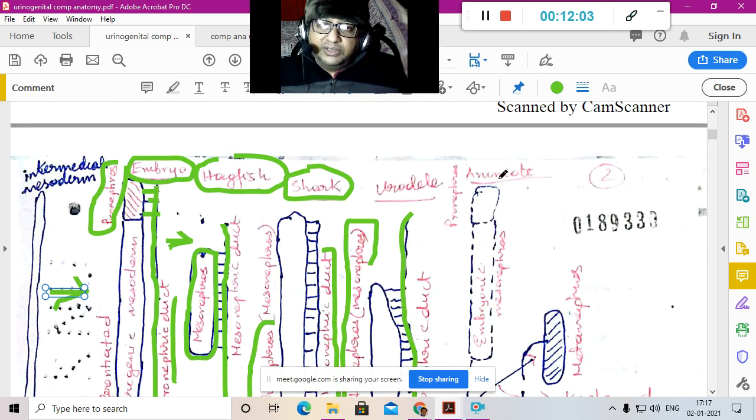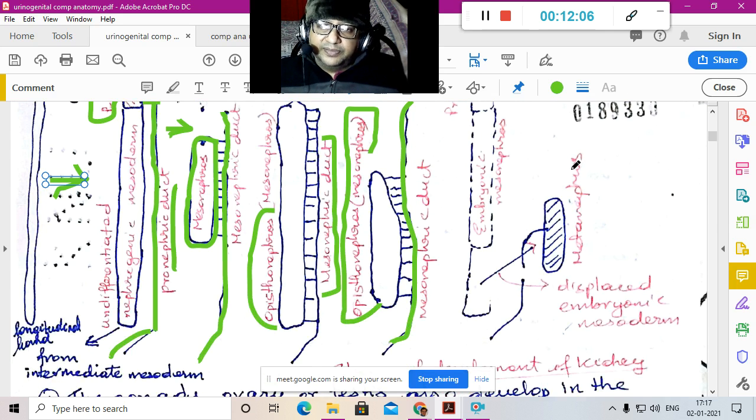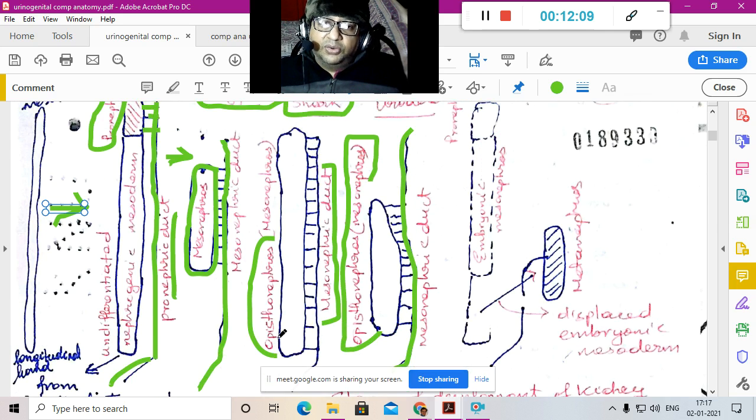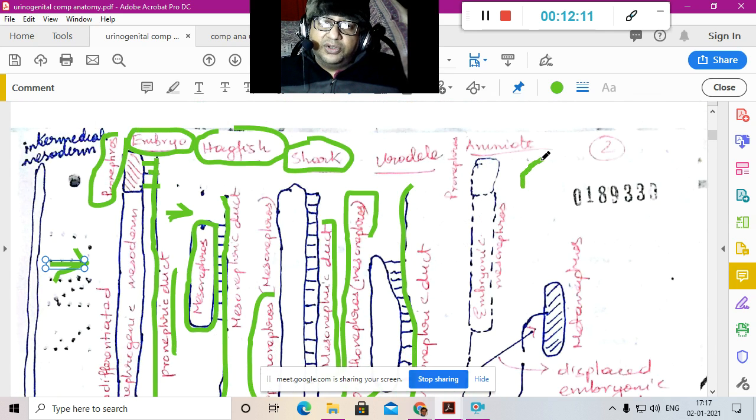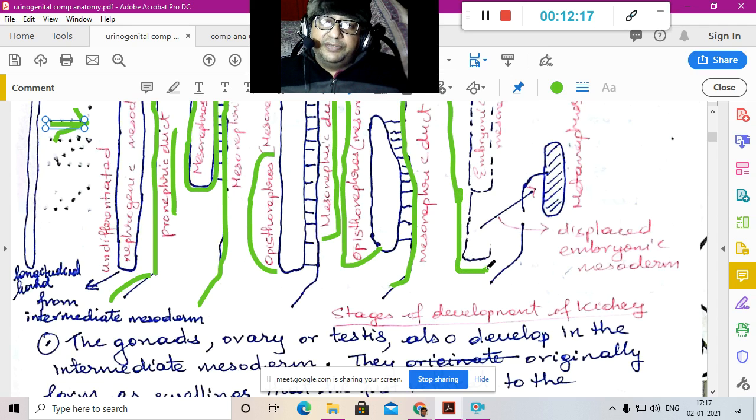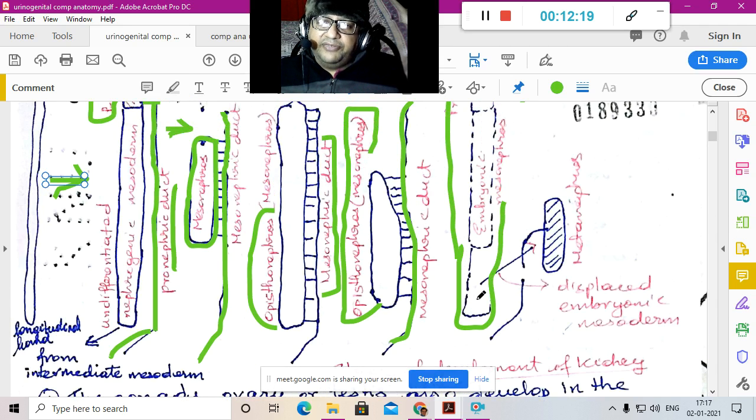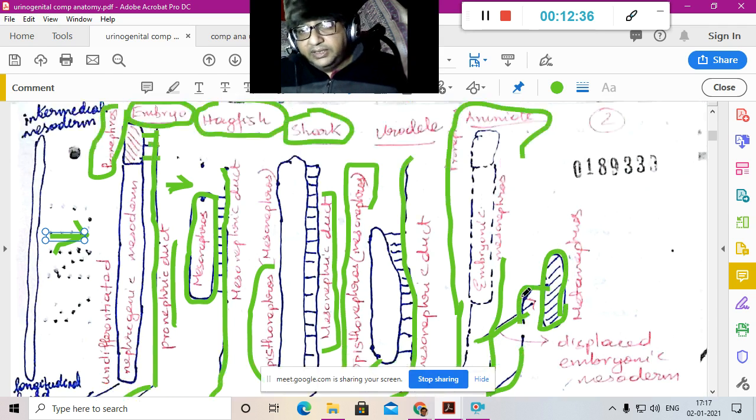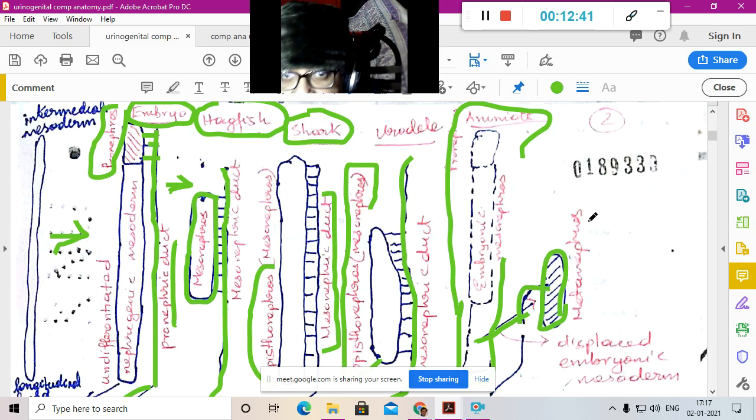In amniotes, for example in mammals, this whole part disappears. The pronephros and opisthonephros develop, and then a new metanephric kidney forms with a new connection. So the embryonic mesoderm is displaced and a new kidney is formed. This is known as the metanephric duct. This is how you see the evolution of urinogenital ducts.